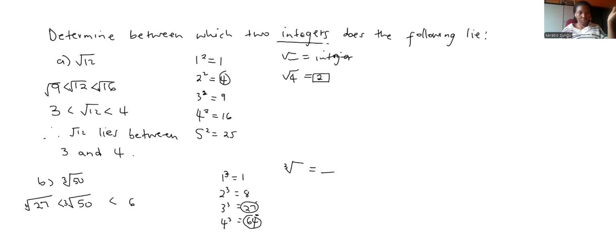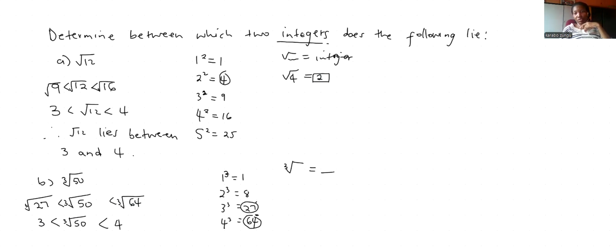Cubed root of 64. And you say, okay, cubed root of 27 is what? It's 3, right? Meaning here you have 3, and then here you can't simplify without using a calculator, and you are not allowed to use a calculator. So what are we going to have? We're going to have the cubed root of 50, and then cubed root of 64 is what? It's 4.